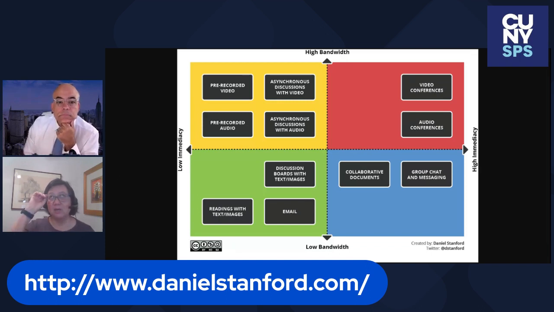When we're talking about asynchronous and synchronous, one of the things we're talking about is immediacy, right? So you'll see that in the matrix, we have on the left hand side low immediacy, which is more aligned with asynchronous activities. And then on the right side, we have high immediacy, which is, of course, more aligned with synchronous or live events, right?